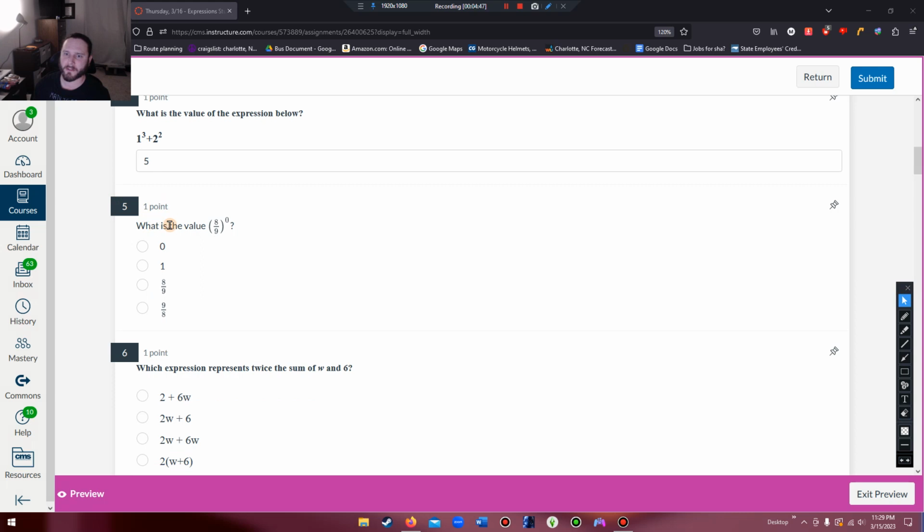For number 5, what is the value of 8/9 to the 0 power? We talked about this a couple of times.